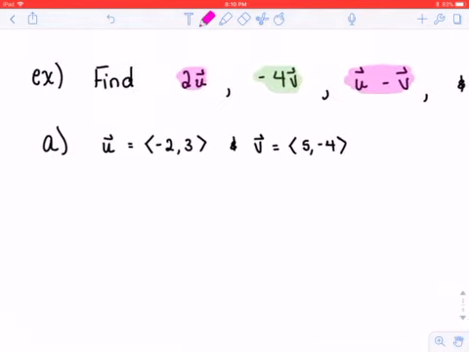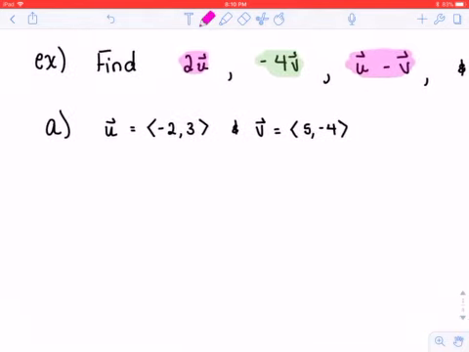I'm given my two vectors, and I'm going to just do some basic operations. One's multiplying and the other one's subtracting. So first, let's start off with 2u. So 2 times the vector. I'm multiplying by what's called a scalar. So that's going to look like this. 2 times the vector, negative 2, 3.